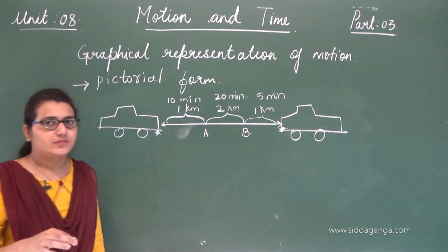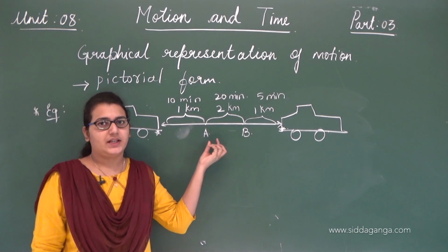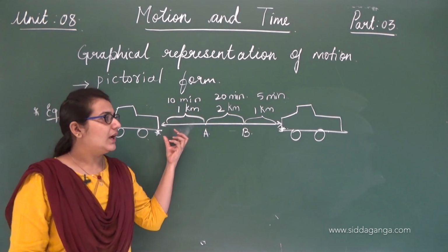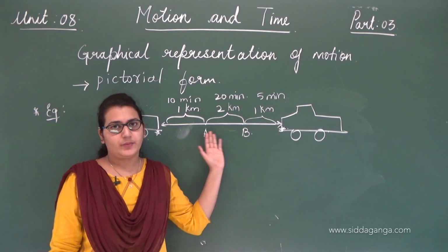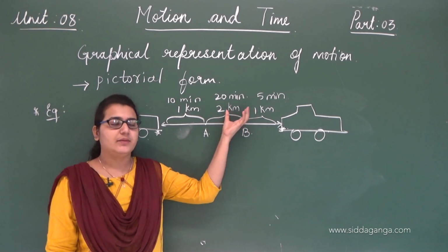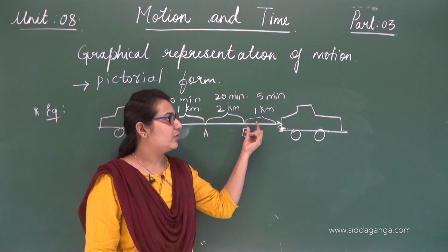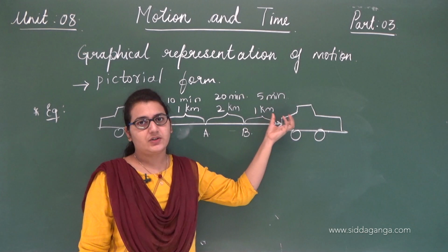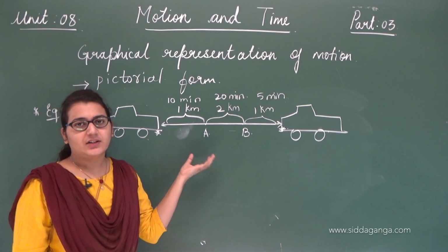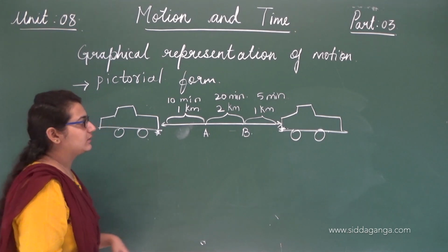Just assume an example. The car has started to move, it reaches a certain point, let us take that point as A, and it has covered a distance of 1 kilometer in 10 minutes. To reach point B, from A to B, it covered 2 kilometers in 20 minutes. And again to reach the end of the journey, from B to the end, the distance covered is 1 kilometer and the time taken is some 5 minutes. Now we have this information. This is the data we have, and now we need to express this in a graphical form. So how do we do that?